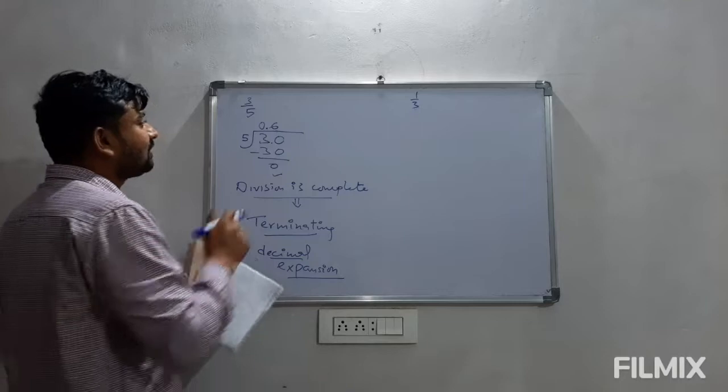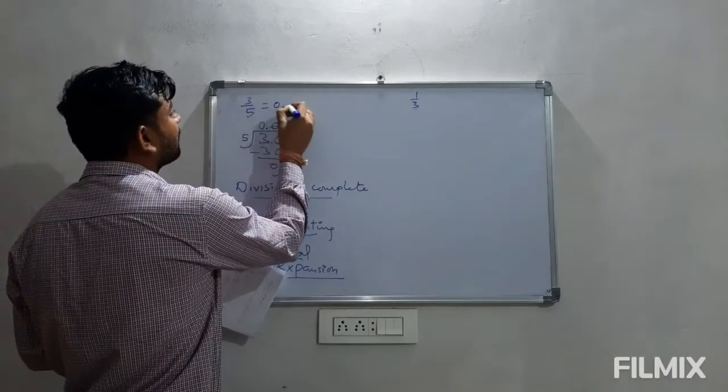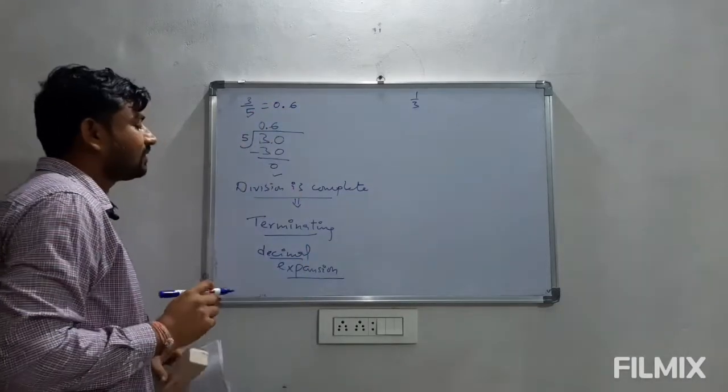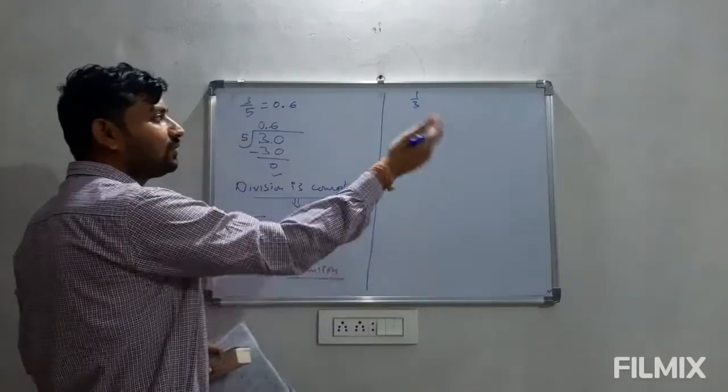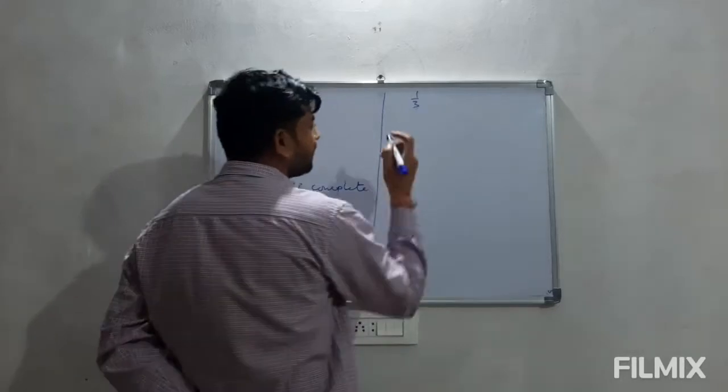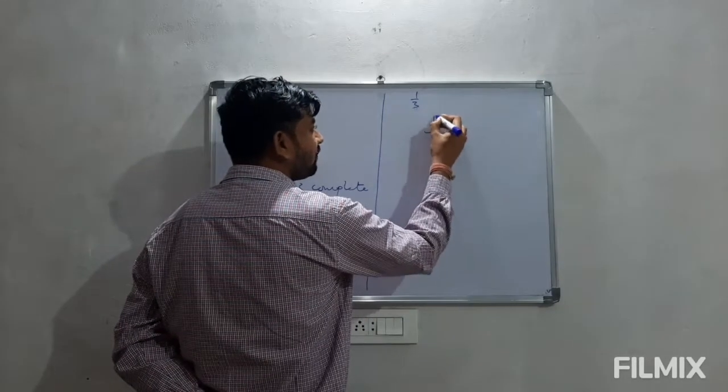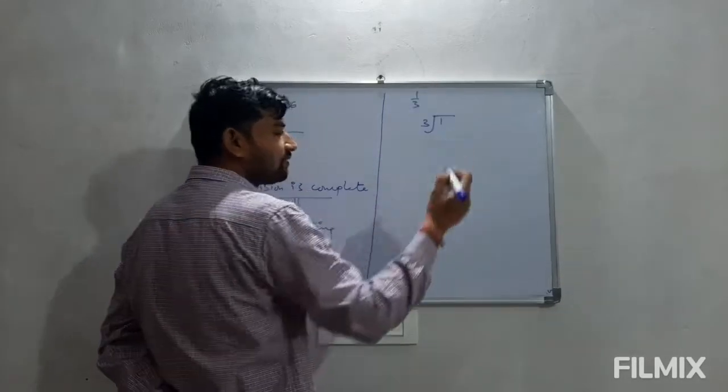So here the answer can be written as 0.6. So this is how we represent this situation. Now let us come to the second part. Here the numerator is 1, so let us try to divide 1 by the denominator, that is 3.